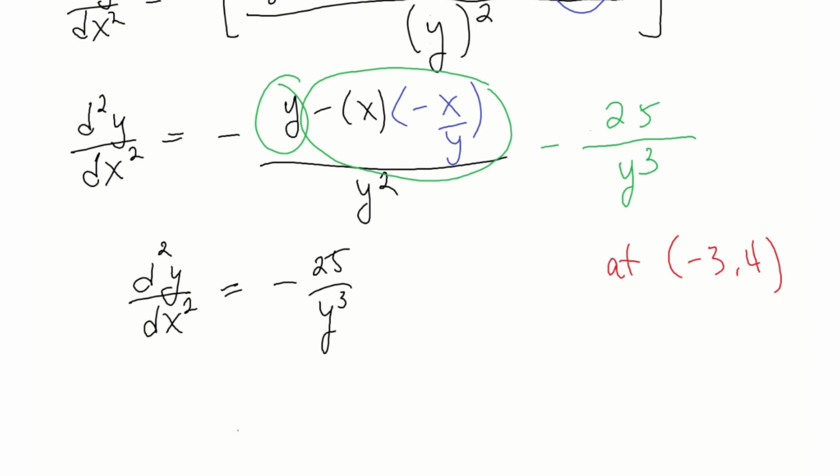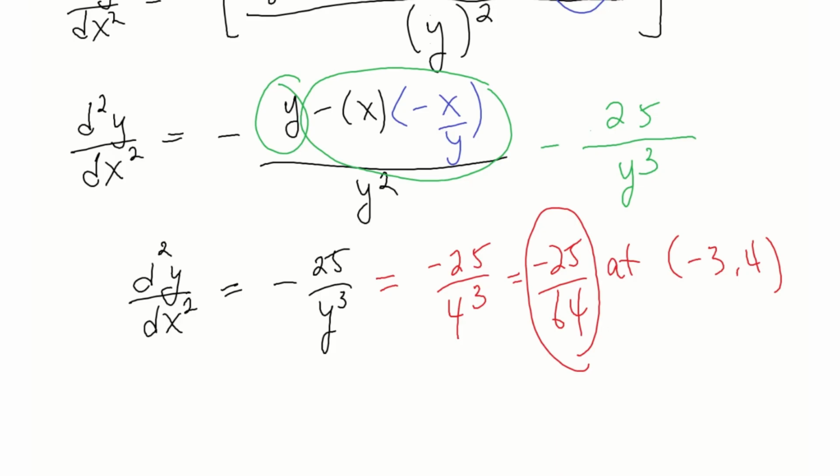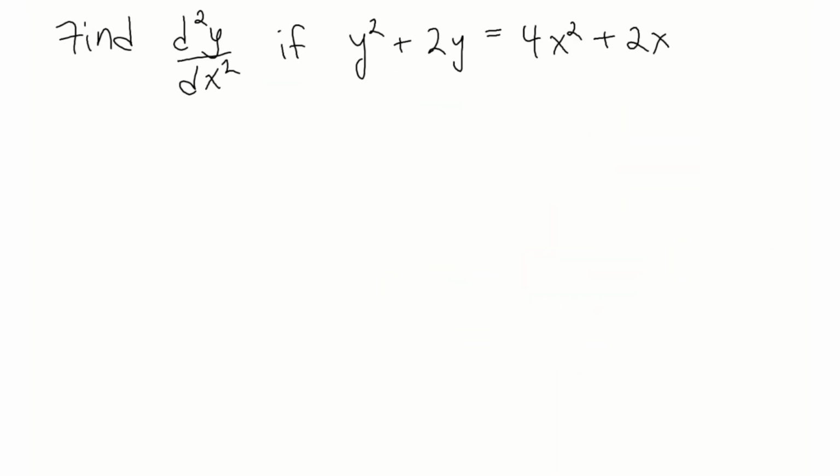Now we can evaluate this at the point -3, 4. On the bottom, 4 cubed is 64. So the slope of our second derivative at this point is negative 25 over 64. We'll learn what this means in a later lesson, but for now, try this one. Find the second derivative of this implicit equation.